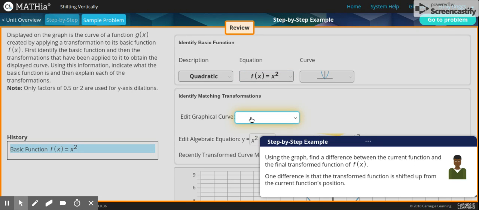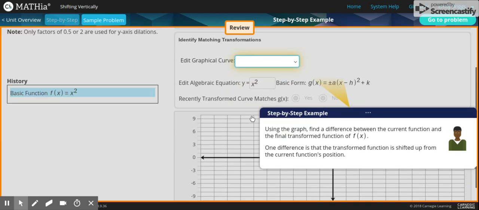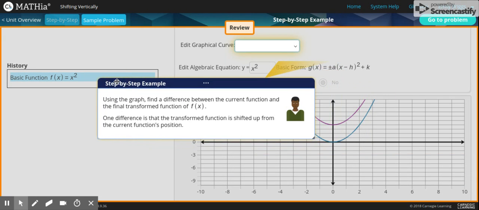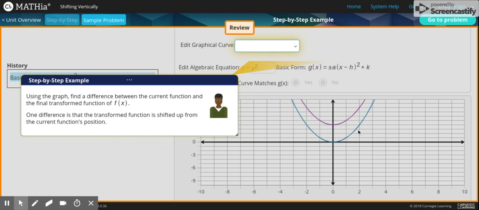Using the graph, find the difference between the current function and the final transformed function of f of x. So you're trying to get the blue one, this blue one over here, to this purple one. It looks like I have to shift up by 1, 2, 3, 4. So you click shift up, and then you enter in 4.